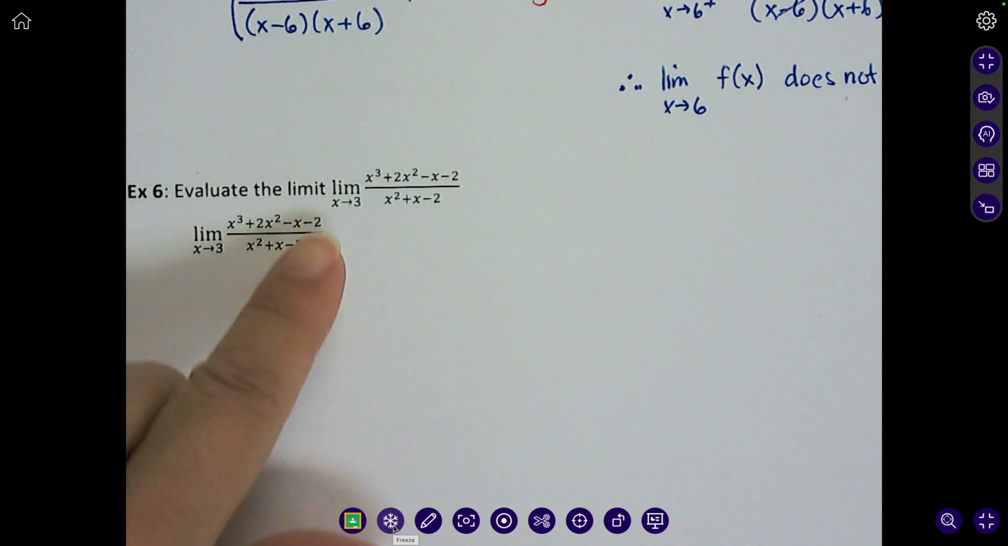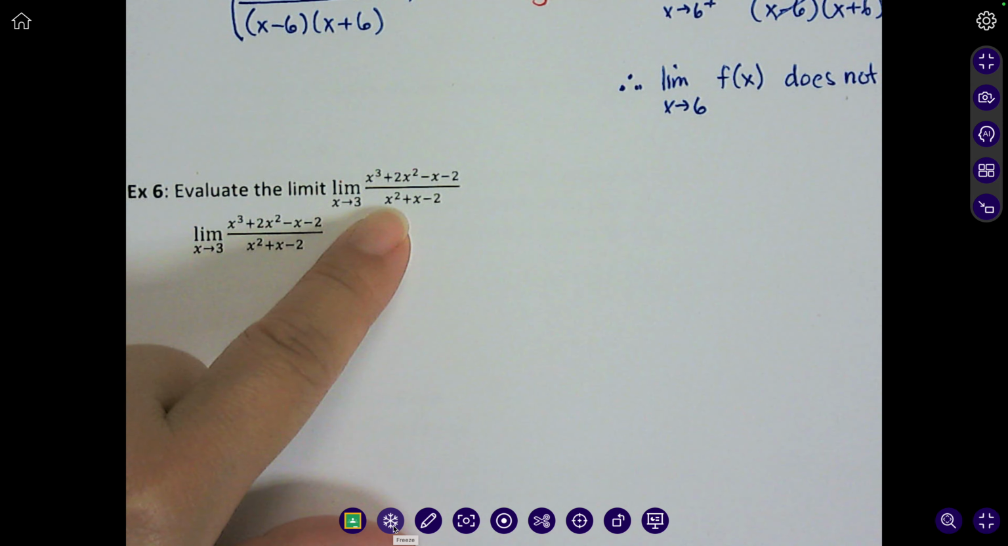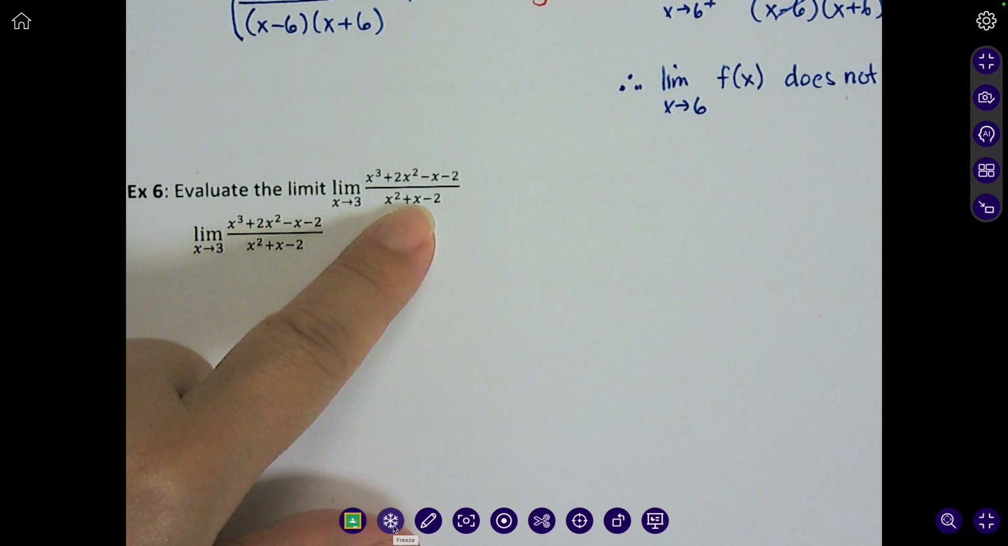They ask you to evaluate the limit as x approaches 3. So do a quick check. You can see that this is 3 squared. That's 9. 9 plus 3 is going to be 12 minus 2. That's 10. So that works. Do you guys see that?